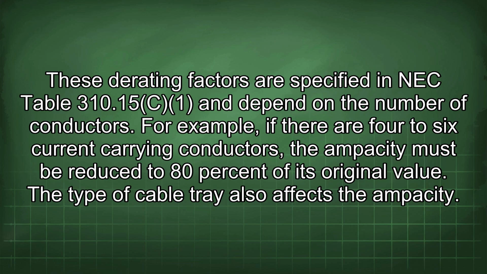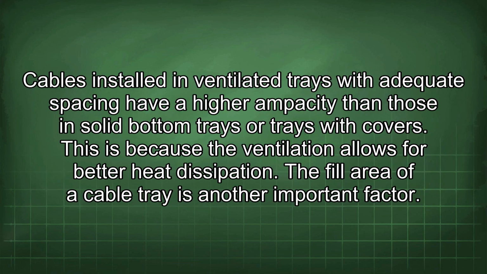For example, if there are 4 to 6 current-carrying conductors, the ampacity must be reduced to 80% of its original value. The type of cable tray also affects the ampacity. Cables installed in ventilated trays with adequate spacing have a higher ampacity than those in solid bottom trays or trays with covers. This is because the ventilation allows for better heat dissipation.